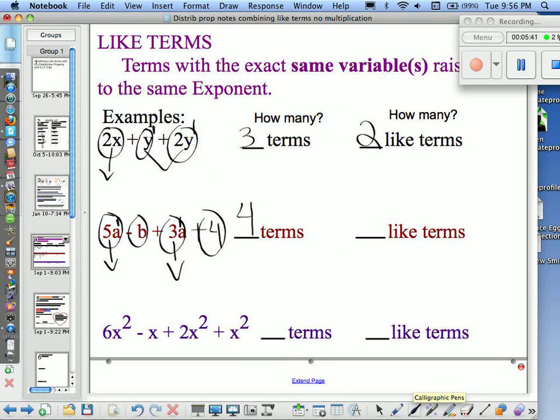A is being raised to the first power. 5 and 3 are the coefficients in front. They may be different, but that's okay. We're worried about that variable and the exponent. So again, we have 2 like terms. So you guys try that last one before we go over it.